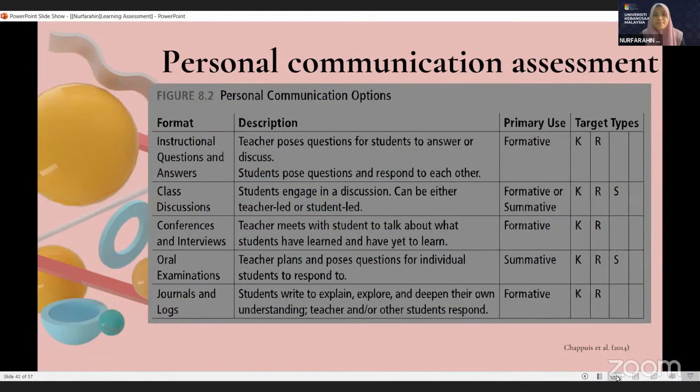Now, in personal communication assessment, there are different types of format that you can use. And they are instructional questions, class discussions, conferences and interviews, oral examination, journals and logs. Each of these formats has its own primary use and its own target types. So you can have knowledge targets or reasoning targets, or you can have skill targets.